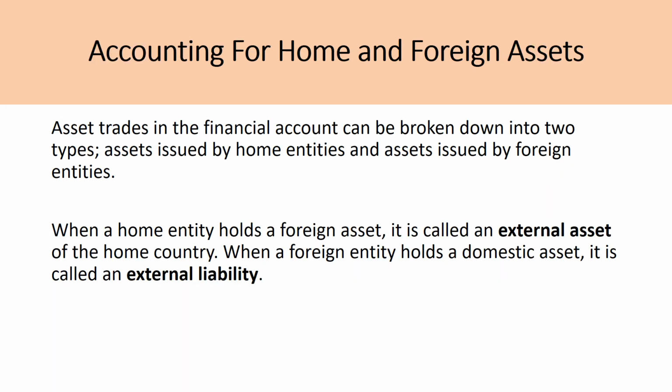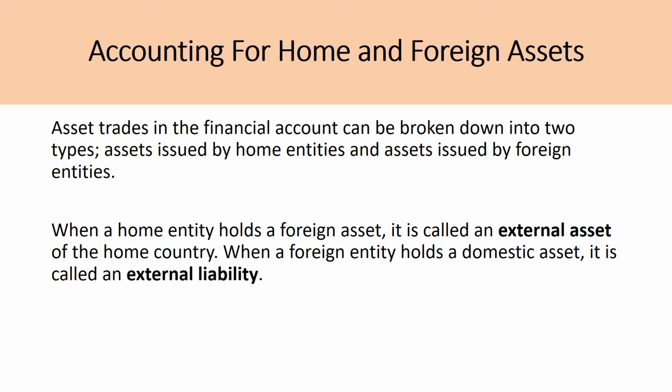Okay, so really, the big confusion for the financial account comes from the difference, because there are two types of assets. There's domestic assets and there's foreign assets. And so you have to account for both. So assets traded in the financial account can be broken down into two types: assets issued by home entities and assets issued by foreign entities. When a home entity holds a foreign asset, it is called an external asset of the home country. When a foreign entity holds a domestic asset, it is called an external liability.